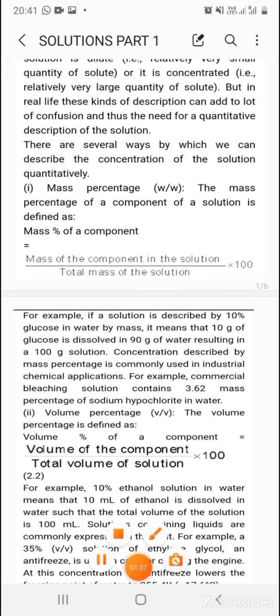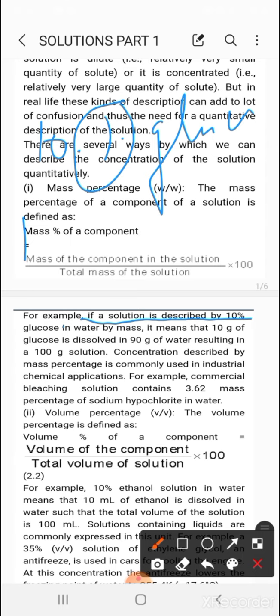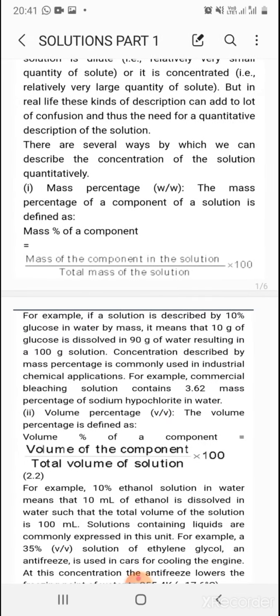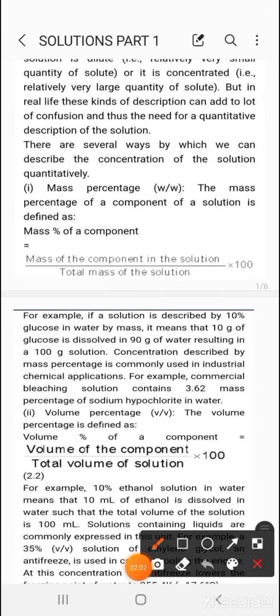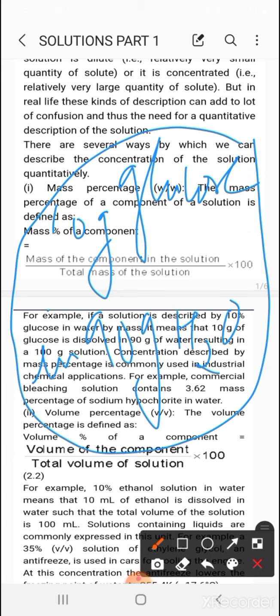For example, if a solution is described by 10% glucose in water by mass, it means, see, 10% glucose means, because it is percentage, the total is 100. Because we are studying W by W, weight by weight, mass by mass, it means in a solution 10 gram glucose in 90 gram of water. So this is total 100 gram.